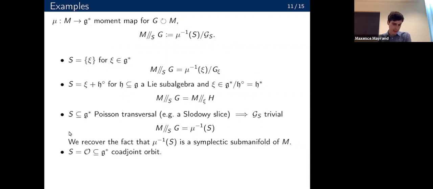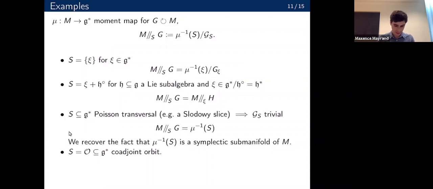Another interesting example is when you take a coadjoint orbit in the dual of the Lie algebra, then you get something new. All these previous examples, you could argue, are not very interesting, since they are already known. The only genuinely new thing will be the Ginzburg and Kazhdan examples.